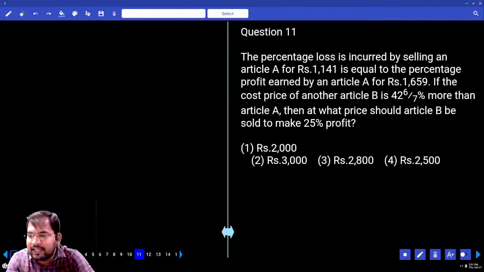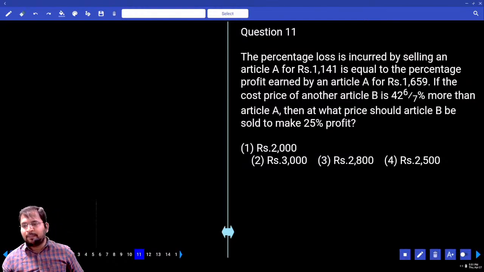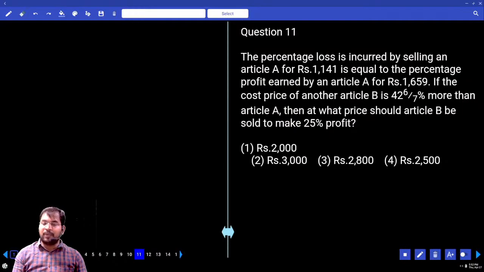The percentage loss incurred by selling an article A for 1141 is equal to the percentage of profit earned by selling article A for 1659. The cost price of another article B is 42.6% more than article A. Then find what should be the price at which article B is sold to make 25% profit.